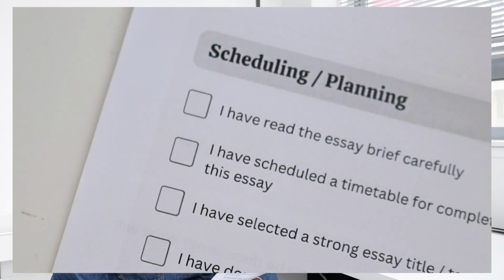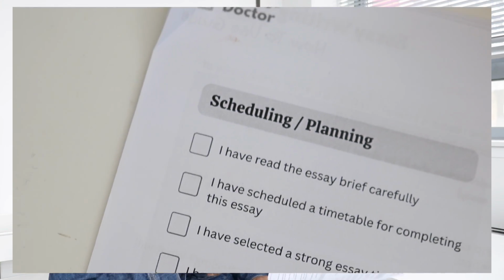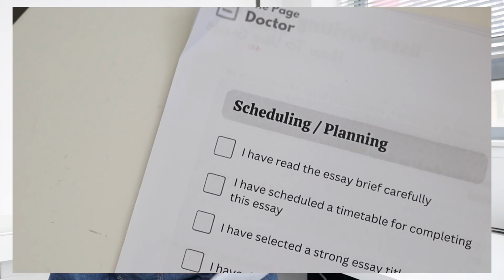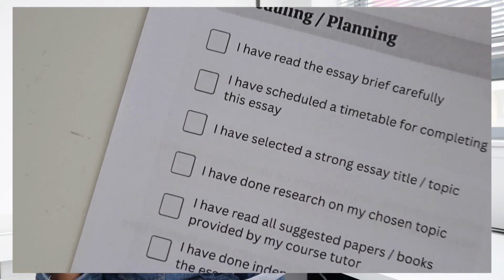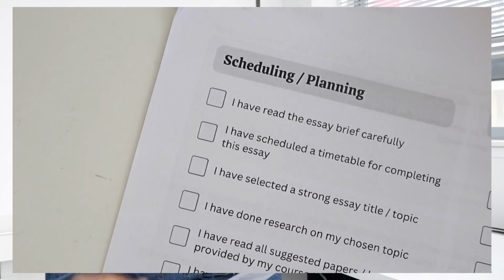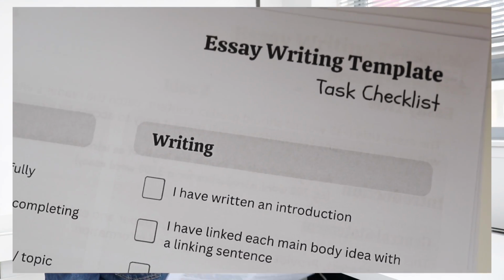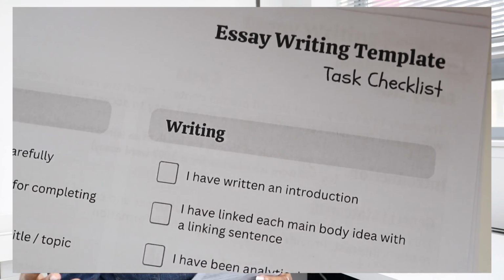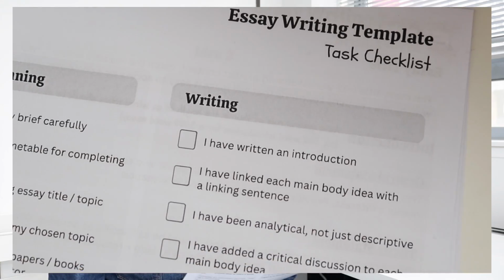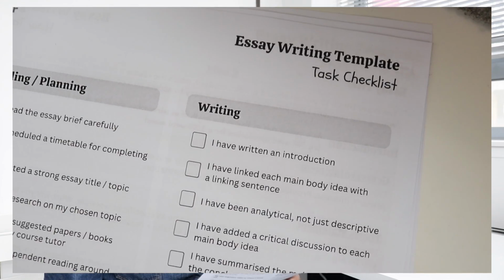Let's start off with the task checklist. I'm going to leave it over here so you can see as I go along. So the task checklist for writing an essay. The essay writing process has 4 main parts. The first part is scheduling and planning. So, you've got the essay, what do you do? The second part is writing, the third part is editing, and then the fourth is submission, right? So let's start from the planning section.